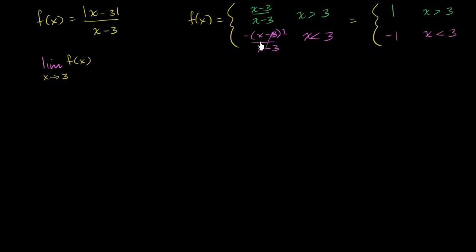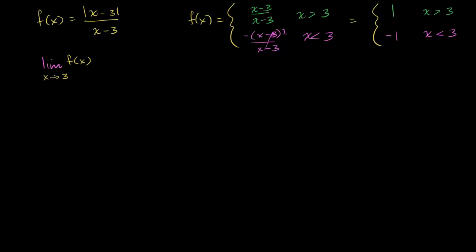And I encourage you, if you don't believe what I just said, try it out with some numbers: 3.1, 3.001, 3.5, 4, 7, any number greater than 3, you're going to get 1. You're going to get the same thing divided by the same thing. And try values for x less than 3. You're going to get negative 1 no matter what you try.